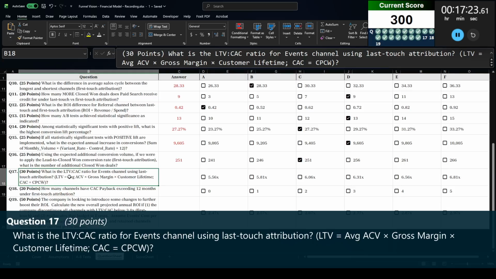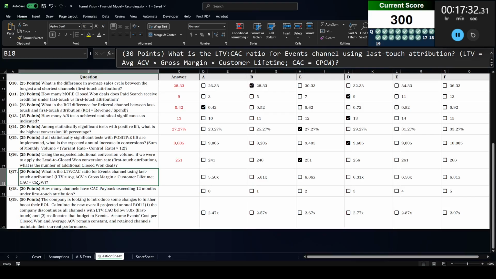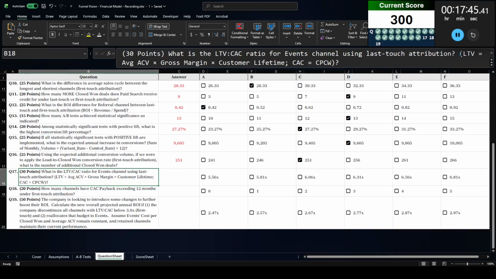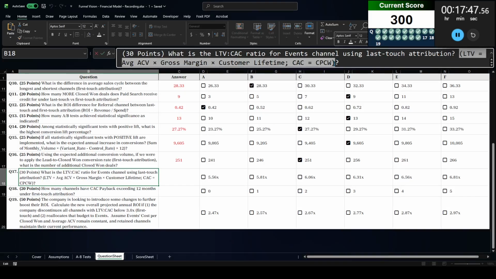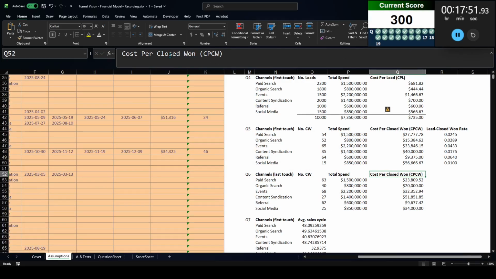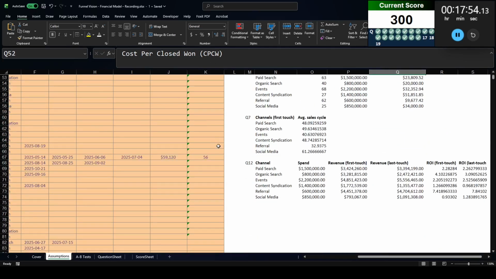What is the LTV to CAC ratio for events channel using last touch attribution? And here we have the formula for both LTV and CAC. If I go to the instruction sheet, it probably tells me what LTV means. Okay, lifetime value and customer acquisition cost. Got it. Let me take this formula here. And let's go back to our assumption sheet. We're actually done with this sheet at this point. We're going to go back to this sheet.